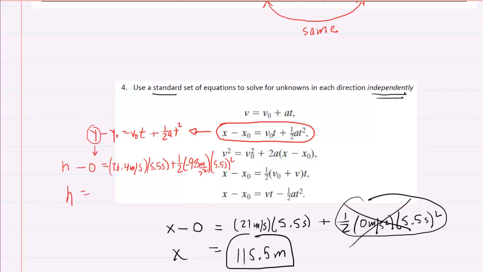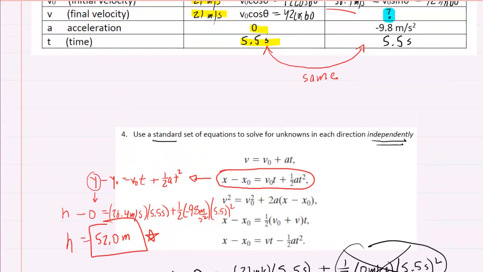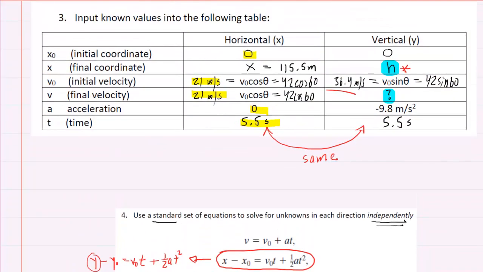So here we go. We just punch this into our calculator, and this will give us the value for h. And it turns out to be about 52.0 meters. So this, in fact, would be the correct answer to part A of the question. And again, once you have that information, it is useful to go back to your table and fill it in. So this final y coordinate we could enter in as 52.0 meters.